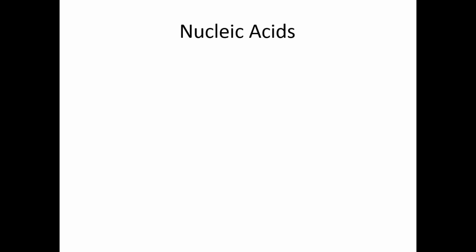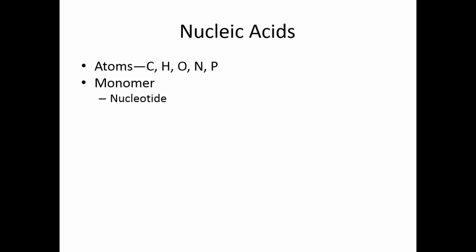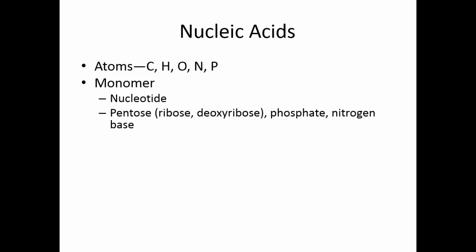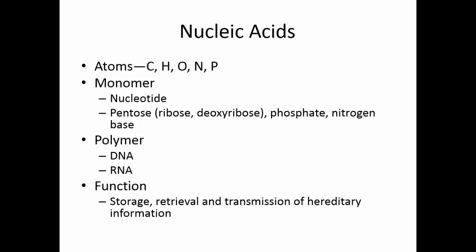Our fourth organic molecule are the nucleic acids. They're composed of the atoms carbon, hydrogen, oxygen, nitrogen, and phosphorus. The monomer of nucleic acids is the nucleotide. A nucleotide is composed of a pentose, either ribose or deoxyribose, phosphate, and a nitrogen-containing base. The polymers are either DNA or RNA. Nucleic acids function in the storage, retrieval, and transmission of hereditary information.